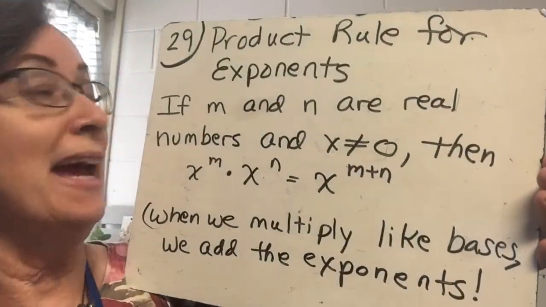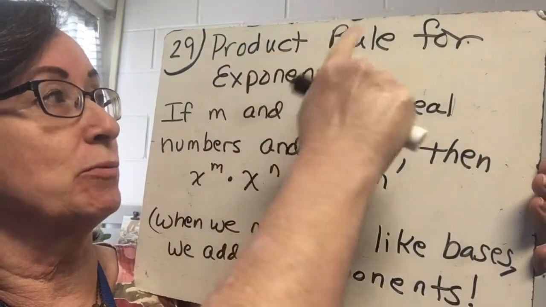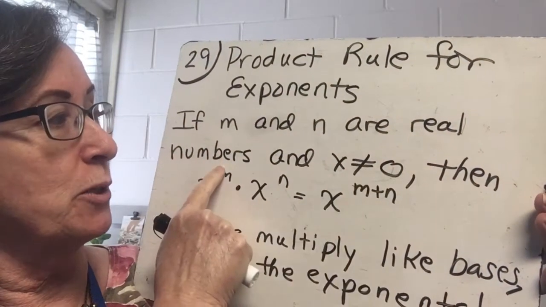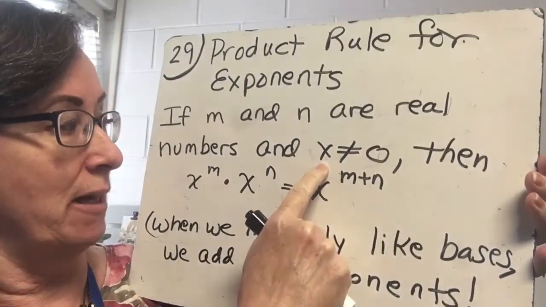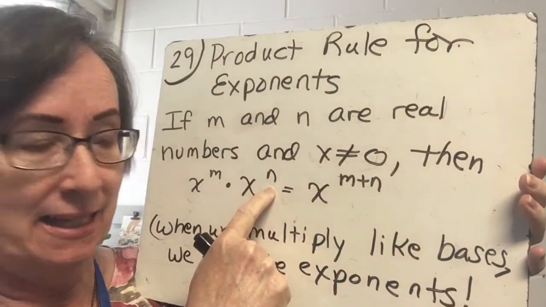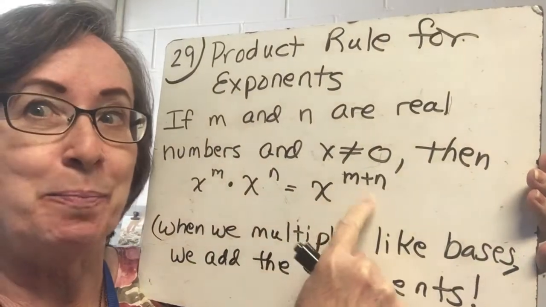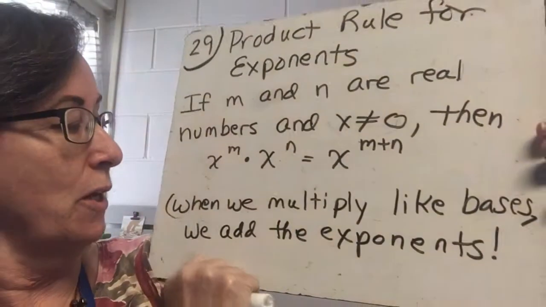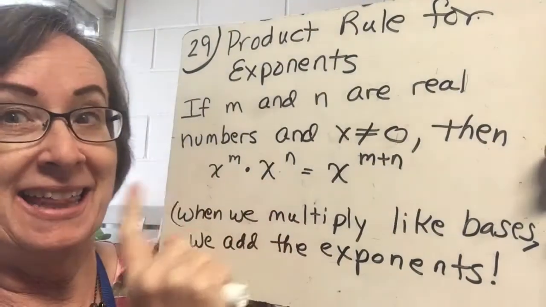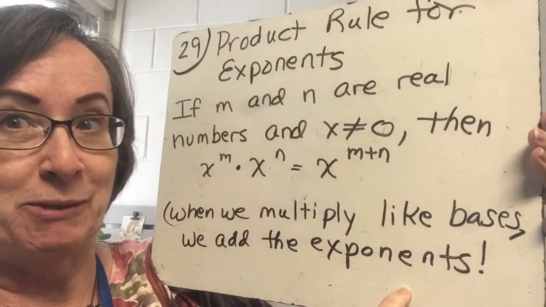So now we're talking about the product rule for exponents. If m and n are real numbers and x does not equal 0, then x to the m times x to the n equals x to the m plus n. In other words, when we multiply like bases, remember these are the bases, then we add the exponents together. Cool rule. So now let's look at 3 examples.